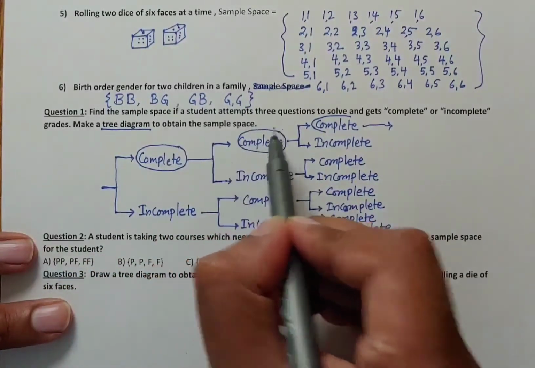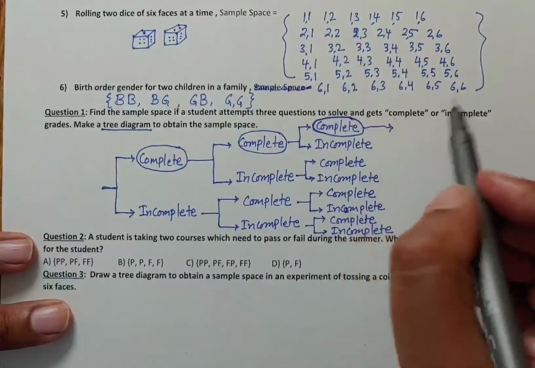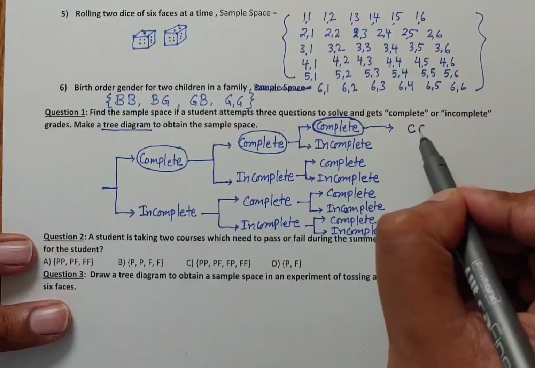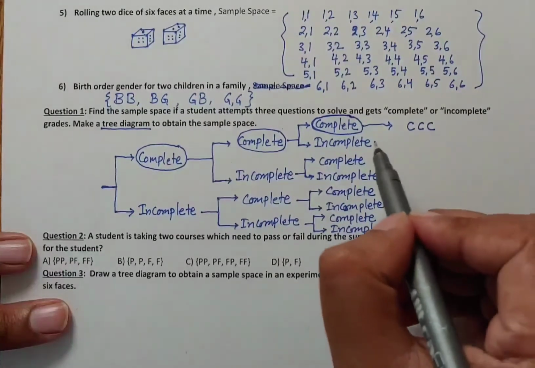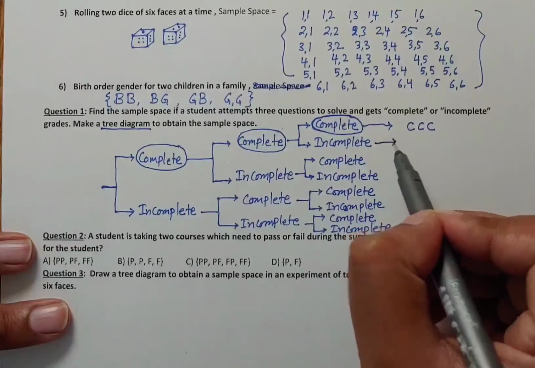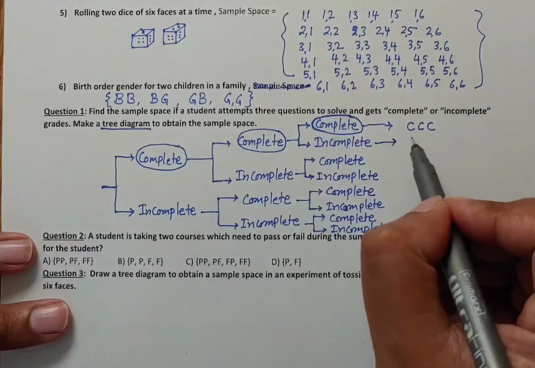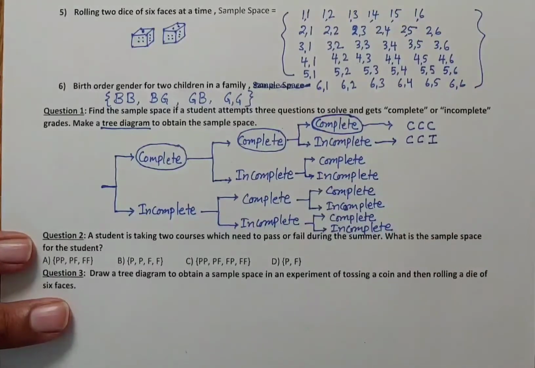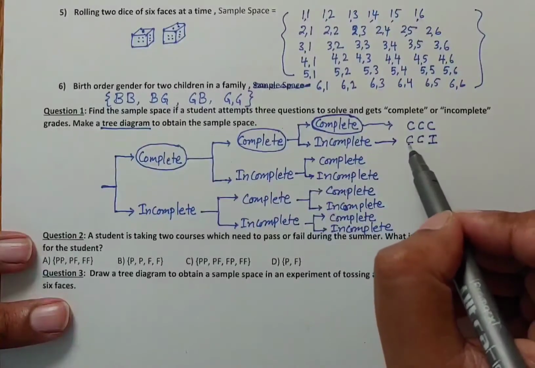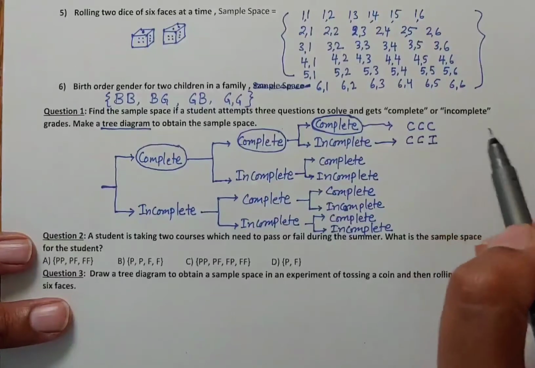Complete, complete and complete, right? So this was, you get all 3 complete. So this is one possible case. For this one, you have complete, complete and incomplete, right? So C, C, I. Complete, complete, incomplete. So first question complete, second question complete, and third question incomplete.